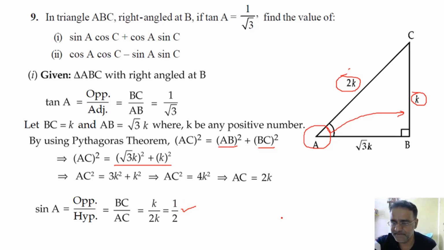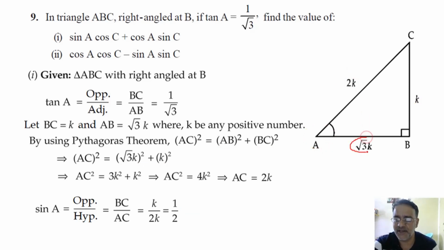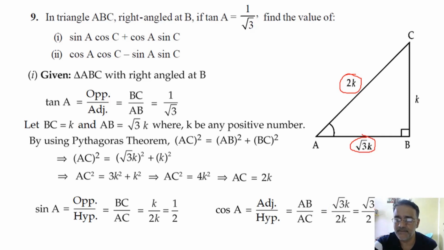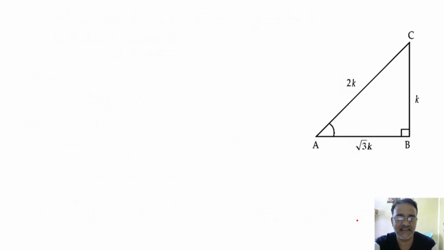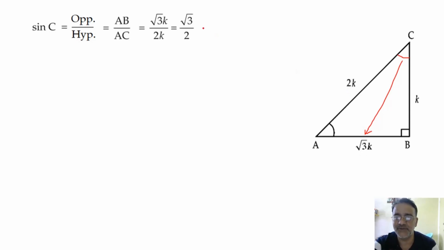Now cos A. Cos is adjacent upon hypotenuse. So AB upon AC. That is root 3K upon 2K. So root 3 by 2 we are getting. Okay. And next we have to find sin C and cos C. So sin C, with respect to this angle, which side is opposite? AB. Right, AB. And hypotenuse is AC. So root 3K upon 2K. That is root 3 by 2.